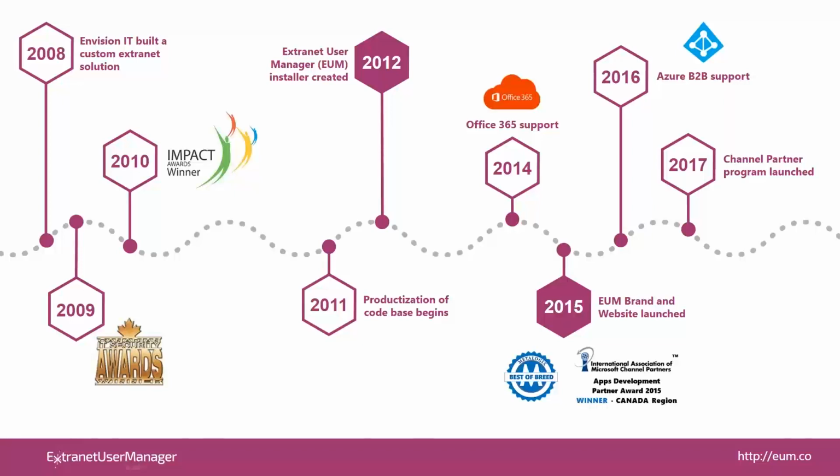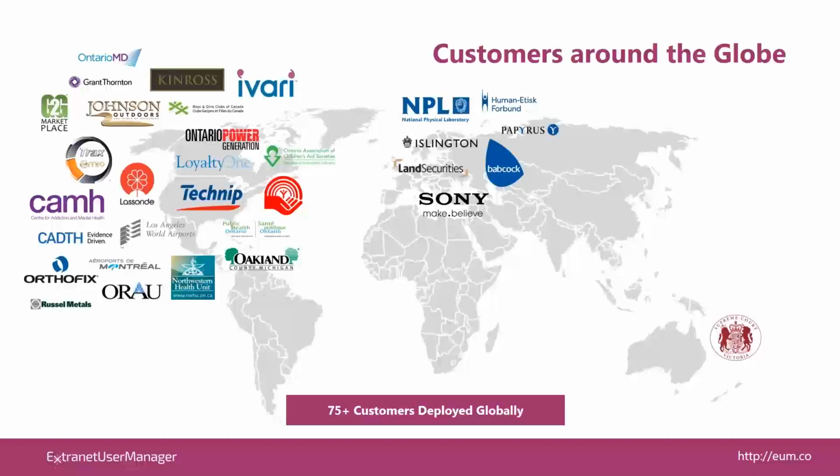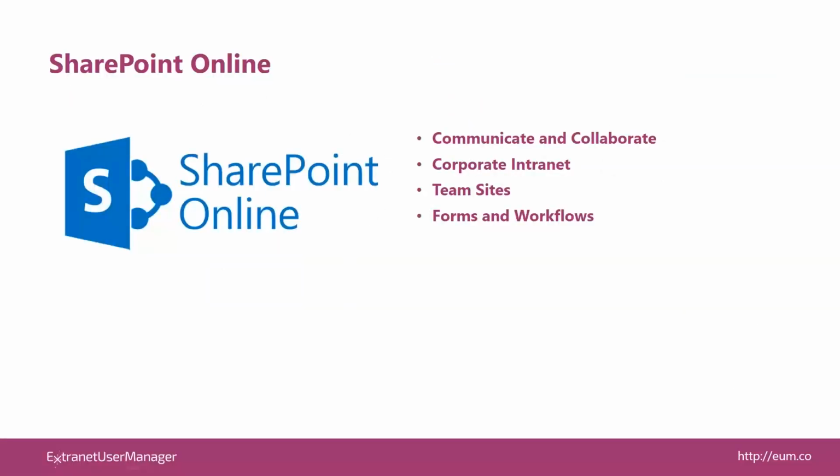Background on Extranet User Manager: it started about 10 years ago as a custom extranet solution that we built for a number of clients, turned into a formal product about 5-6 years ago, and we added Office 365 support for it in the past 2-3 years now. Put in Azure B2B support and launched our channel partner program last year. So we've got clients globally around the world, primarily here in North America, Canada, where we're based, in the US, but also clients in Australia, Europe, Asia, scattered around the world. So that's it for the company background side. I don't want to take any more time on that side.